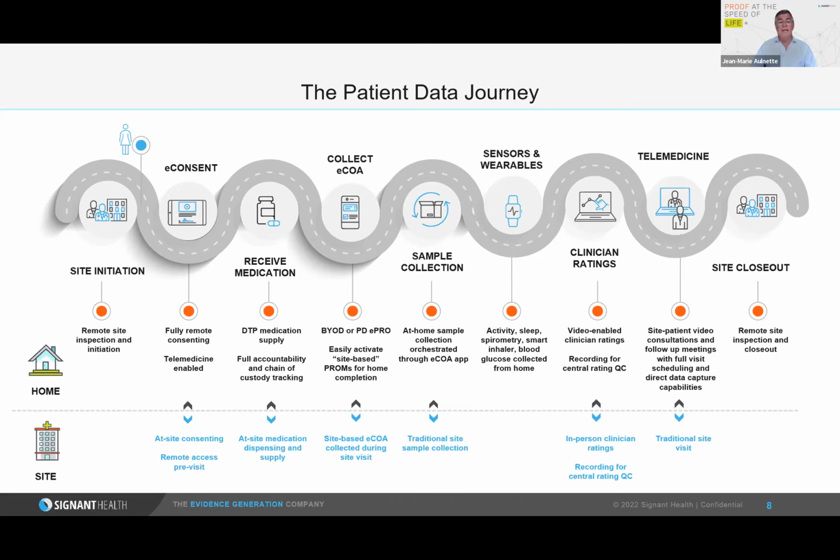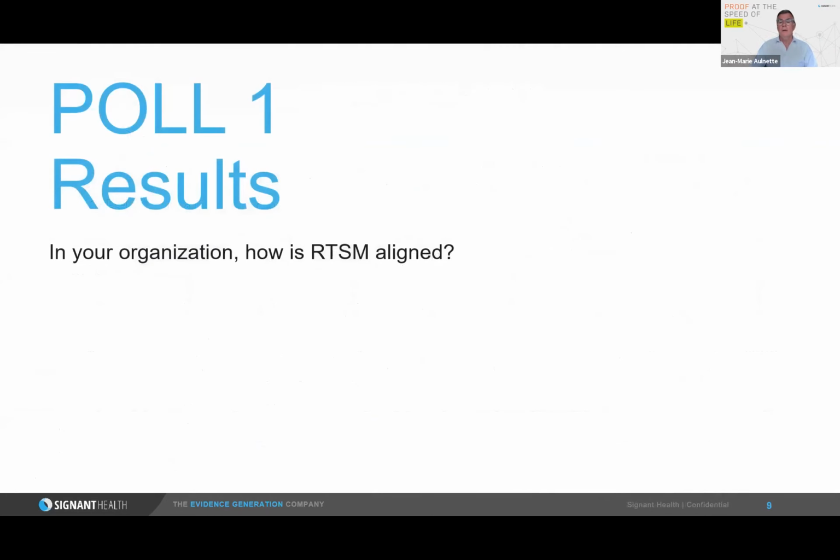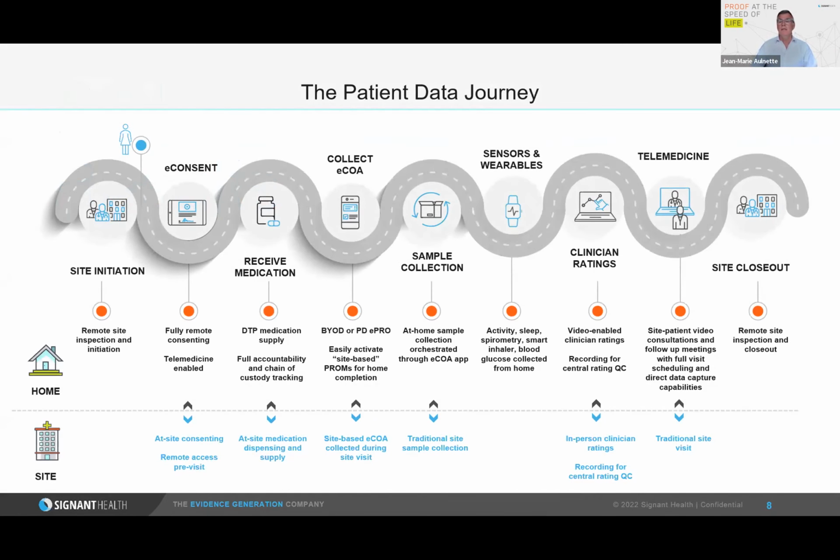We are able to collect data through our ECOA solutions. You have sample collection. And of course, if you think about ECOA, you will bring some sensors and wearables nowadays, and especially with the pandemic, we were trying to simplify the life of the patient by coming to them instead of them coming to investigator sites. The clinician rating, telemedicine.